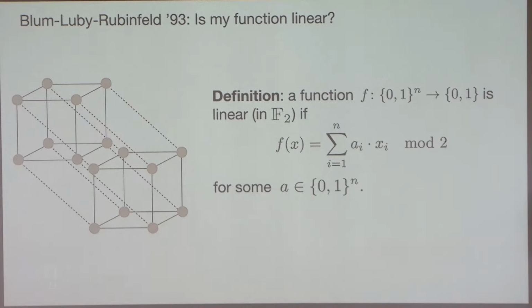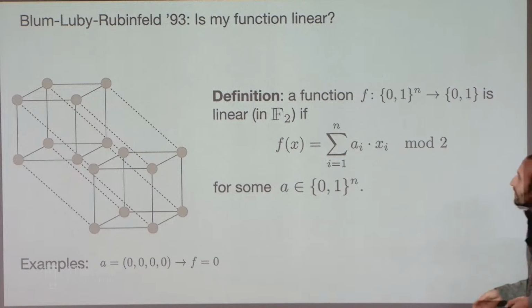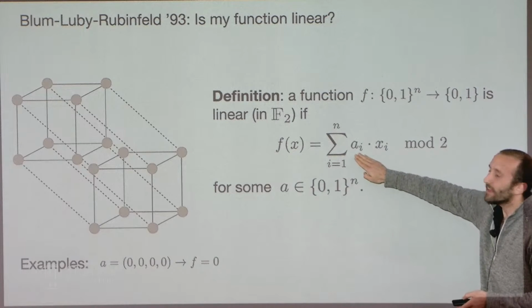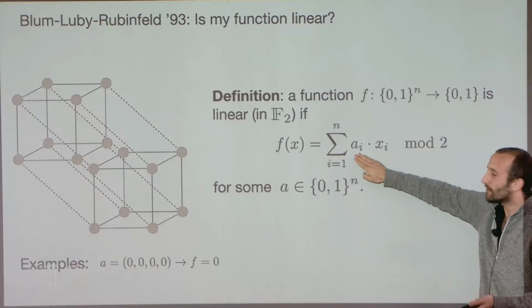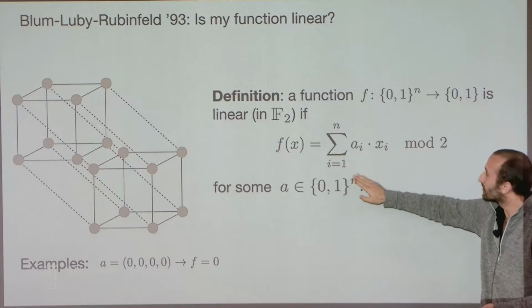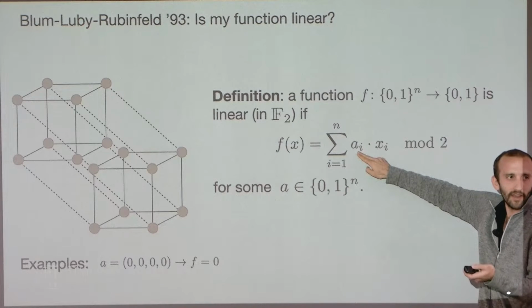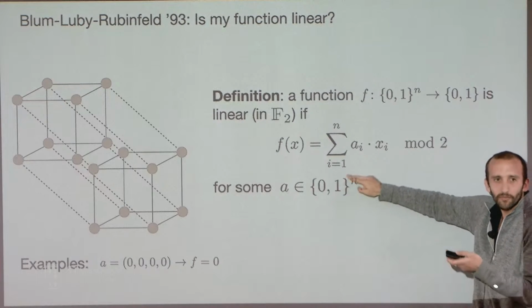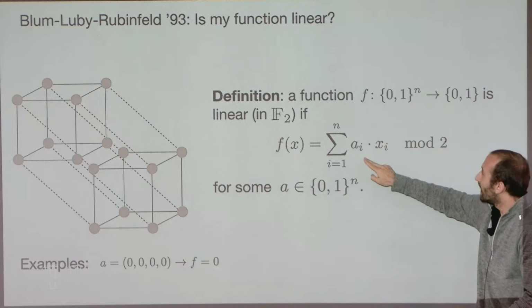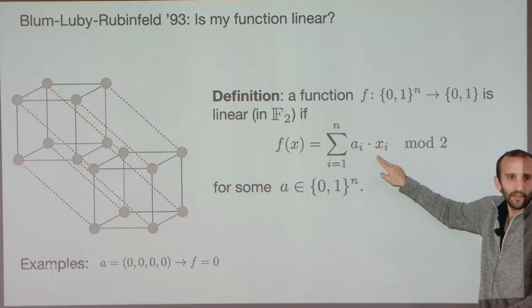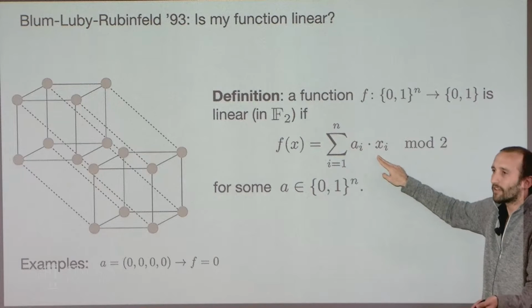OK, good. But this is a natural definition. So the A is itself a bit string in {0,1}^n. It tells me which coordinates to pay attention to: if a coordinate i is set to 1 in A, you better pay attention to that coordinate. And the function simply sums up those coordinates and considers whether they're even or odd.